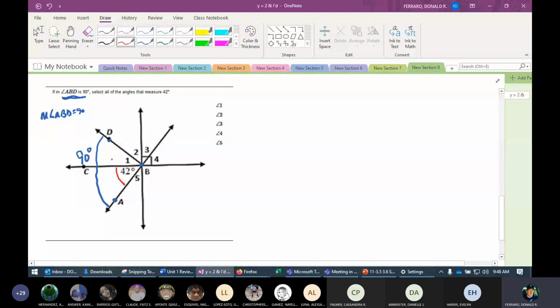ABD is 90. So what do you think the measurement of angle 1 is? Go ahead and put that into the chat. Remember, this plus this equals this. So if one of the angles is 42 and the total angle is 90, what would be the measurement of angle 1? Go ahead and put that into the chat.